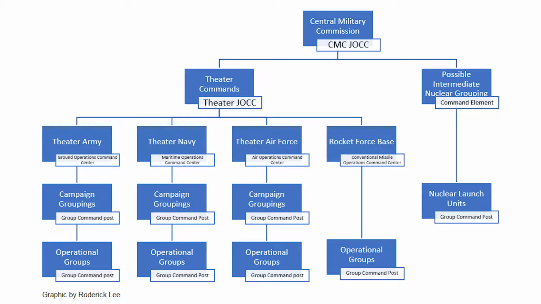Under each theater command is a theater army, a theater air force, and for theaters with maritime areas of responsibility, a theater navy. There's also a theater subordinate rocket force command, although they are not called theater rocket forces. These theater service component commands exercise centralized control authority, or OPCON in US parlance, over forces assigned by the theater command. These entities likely act in a similar fashion as US Combatant Command service components.